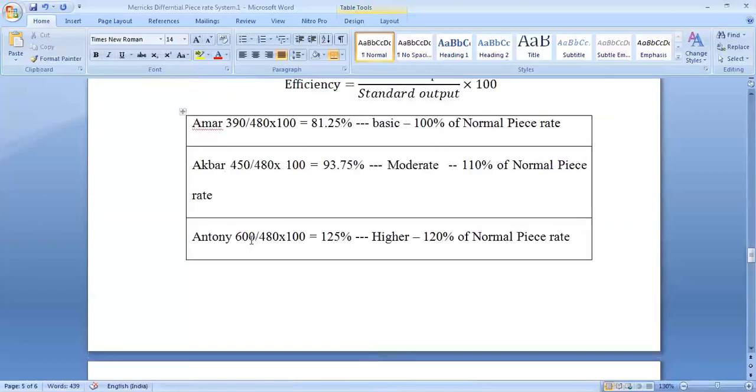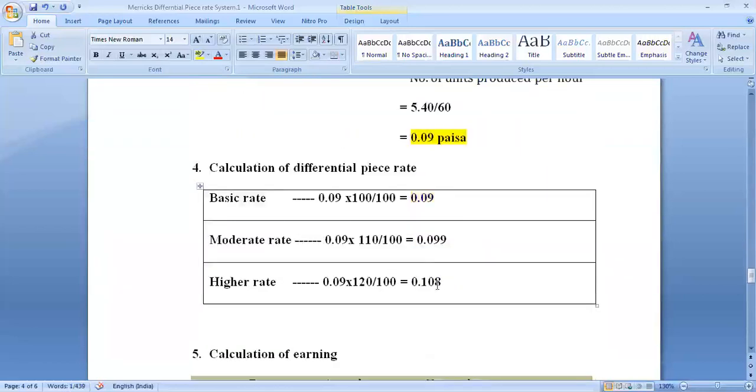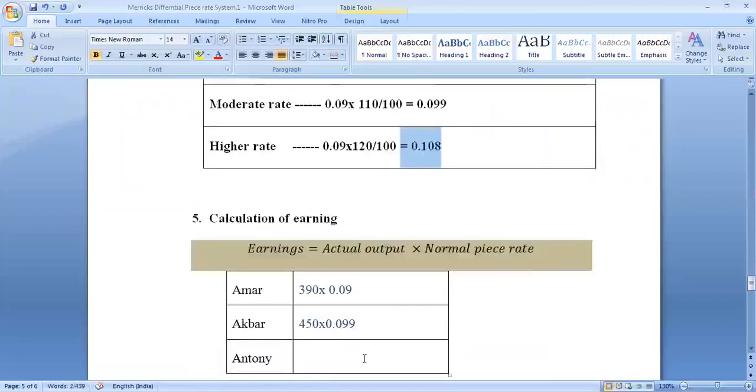Okay. Next, Anthony. Let us see about Anthony. Anthony is producing 600 units, who is a good performer, whose efficiency is 125%, which is more than 100%. So he deserves 120% of the normal piece rate. So 120% of normal piece rate we have calculated, that is 0.108. So 600 into 0.108.